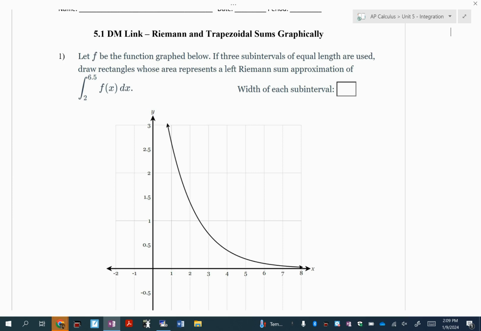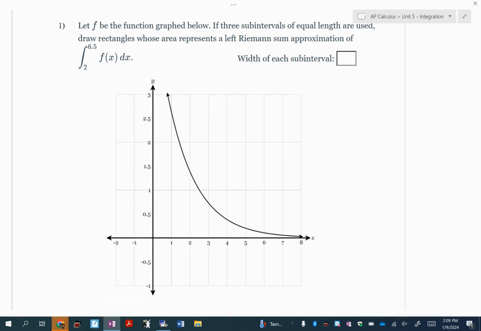There's left Riemann sums, which we're going to do one right now. There's a right Riemann sum. All that means is we're going to change the spot where we draw the rectangle. There's a midpoint one, which hopefully is self-explanatory. You draw it from the midpoint. And then finally, the second one we'll do is the trapezoidal one. I think the trapezoidal one is the toughest one. All right, so let's do this one first.